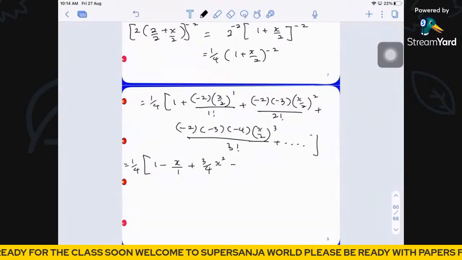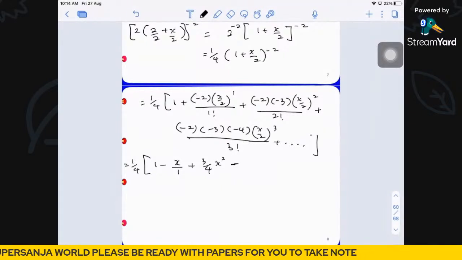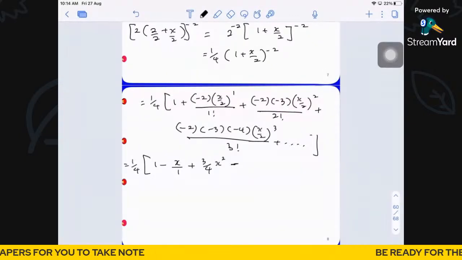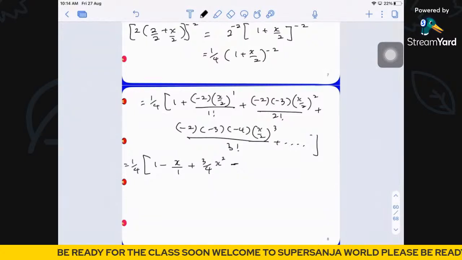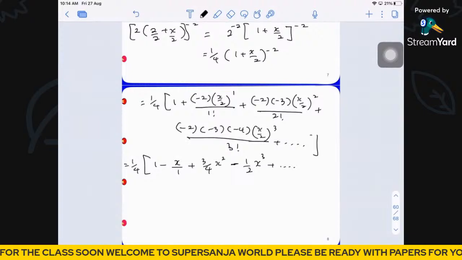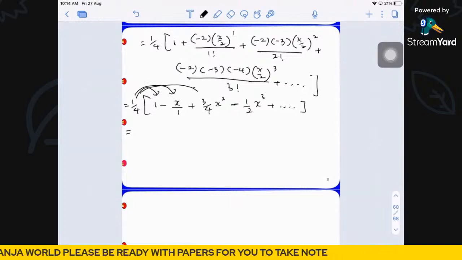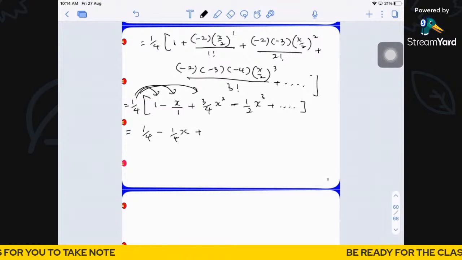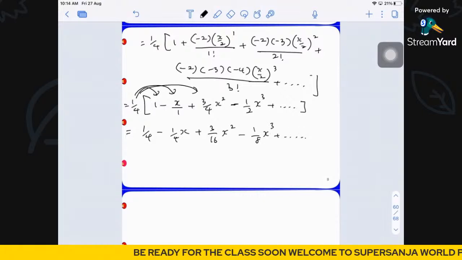And then the other one is definitely going to be negative. I know that. Negative 2, negative 3 is positive 6. 6 times negative 4 is negative 24. So negative 24 times 1 over 8 there. I'm very sure you get negative 3 divided by 3 factorial, so divide by 6 there. You get negative 1 over 2 x cubed plus dot dot dot. But don't forget the 1 over 4 outside there. So the 1 over 4 must be multiplied inside now. So here I get 1 over 4 minus 1 over 4 x plus 3 over 16 x squared minus 1 over 8 x cubed plus dot dot dot.